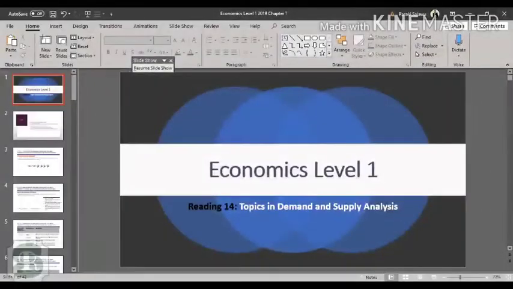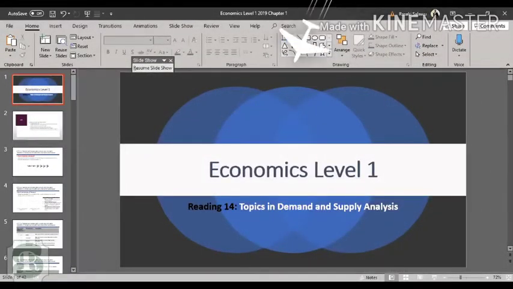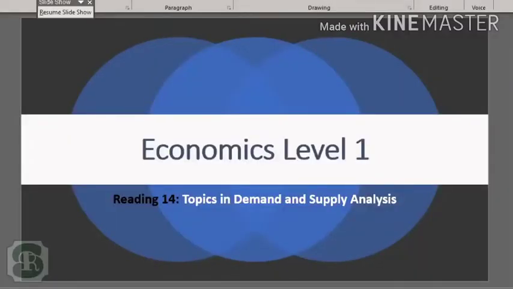Economics is broadly divided into microeconomics and macroeconomics. Microeconomics deals with the study of individual economic units. And what we mean by individual economic units, that means we are looking at individual consumers, individual firms that we call producers.